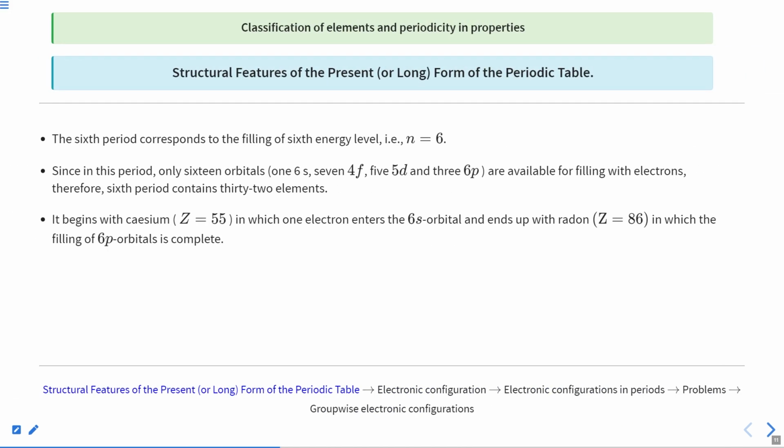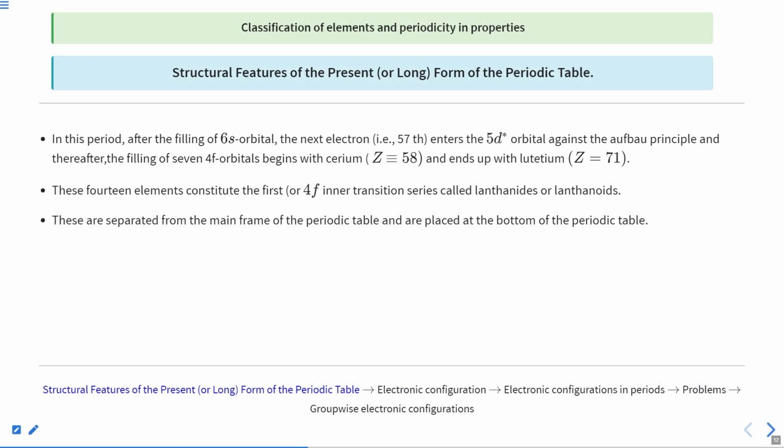The sixth period also consists of the sixth level. So again, there are extra electrons, and they will again go to the inner transition elements. So what do we do here? We start filling the 6s orbital. After filling the 6s orbital, the electron enters the 5d orbital. And thereafter the filling of the 4f orbitals begins with cerium and ends with lutetium.